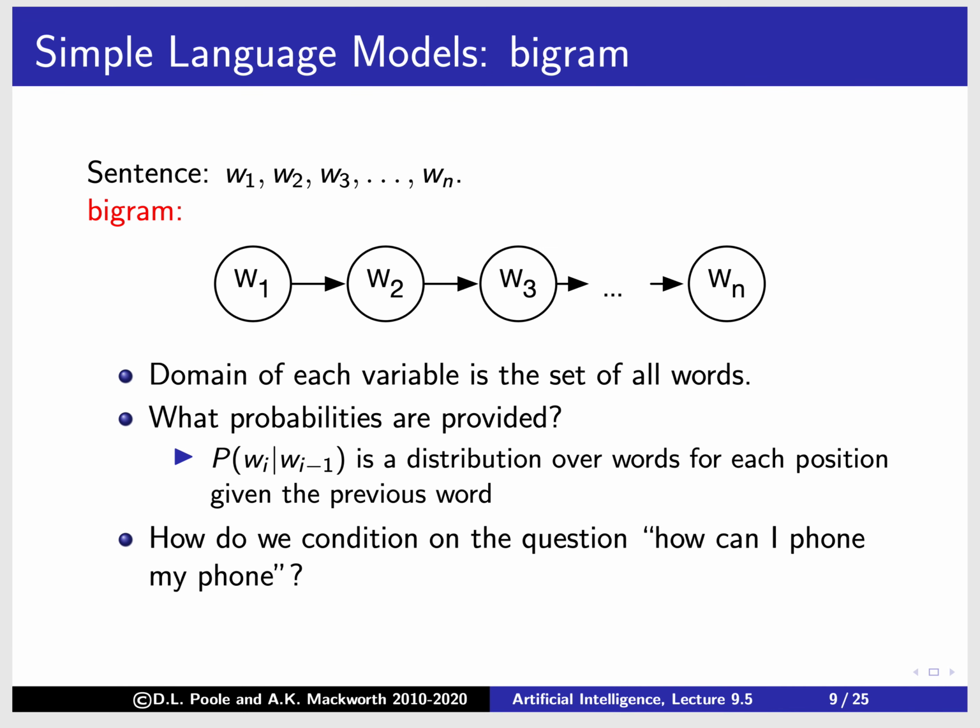Okay, now how do we condition on the question of how can I phone my phone? Well, it's exactly the same as it was for the unigram. This is how can I phone my phone? Okay, that's a bigram model.